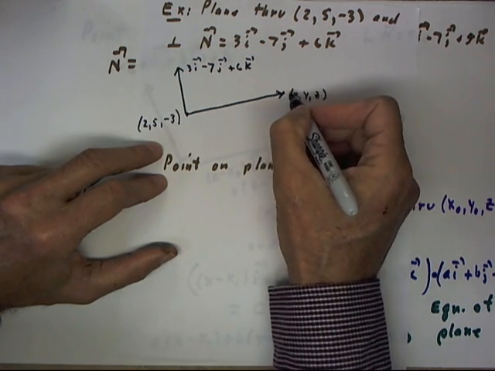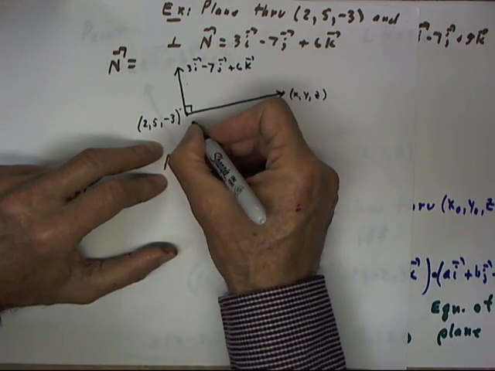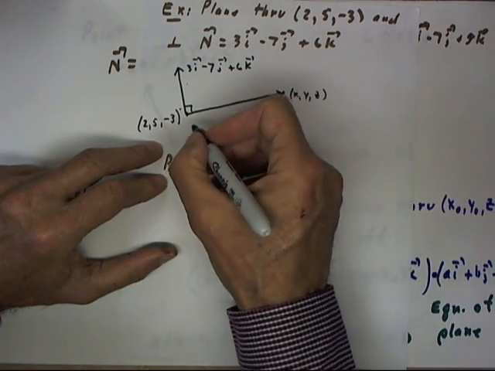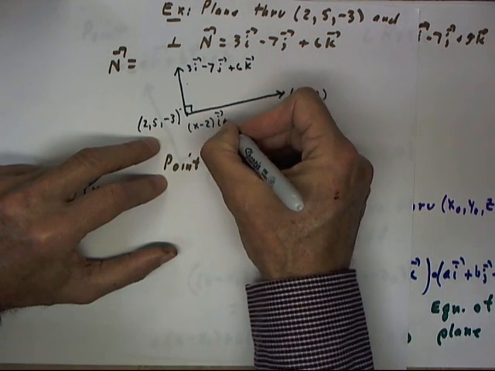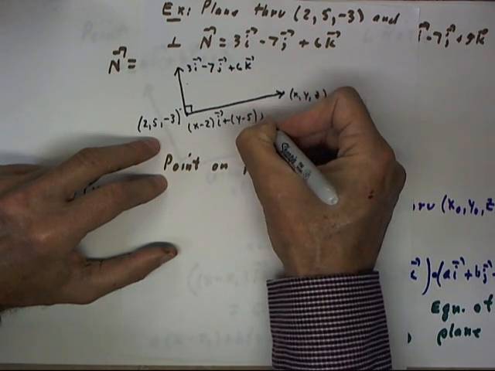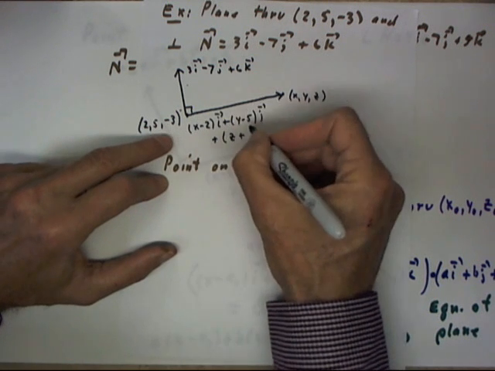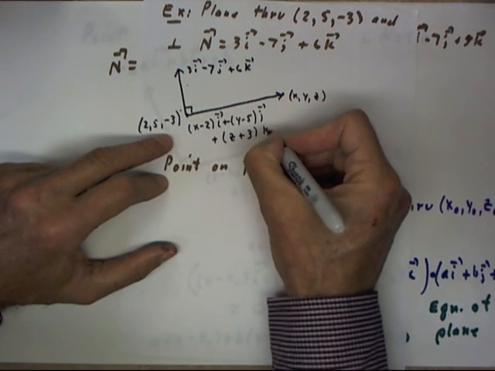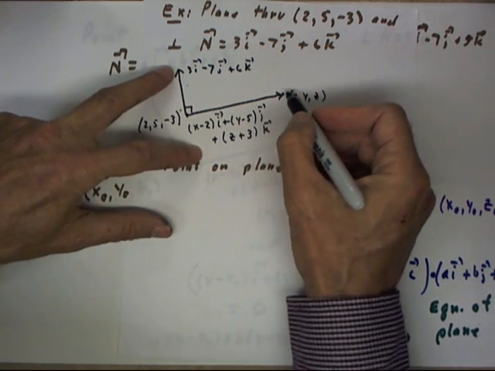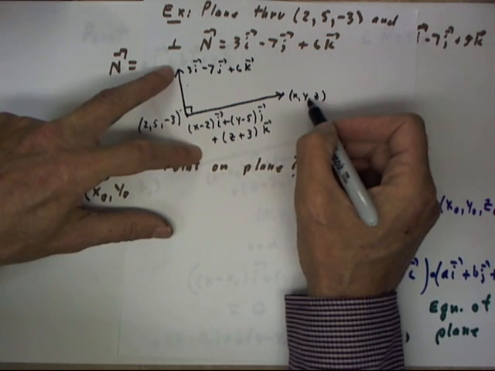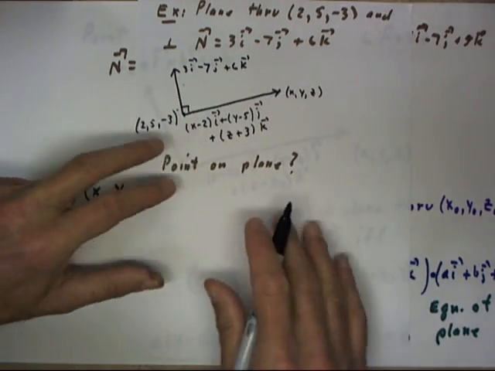And we find that the point is on the plane if and only if this vector is perpendicular to this vector. This vector is going to be x minus 2 i plus y minus 5 j plus quantity z minus negative 3, which would make it z plus 3, times k. If this vector is perpendicular to this, then x, y, z lies on the plane. And if x, y, z lies on the plane, then this vector must be perpendicular to this one.